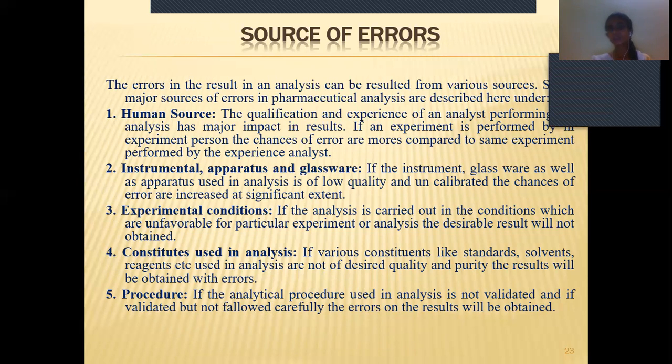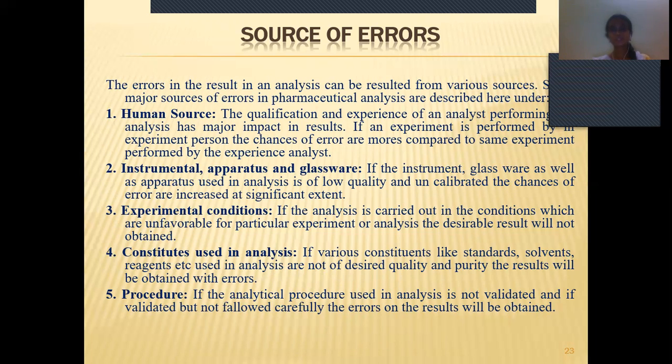If the experiment is performed by a new person who does not have experience, he will do the experiment and get the analysis. After completion of the analysis, he will get the result. This result is compared with the same experiment done by a person who has more experience. The experienced person won't make mistakes, so there won't be any errors in the result. The new person's result will be compared with the experienced person's result. That way we can see whatever errors are there. That is the human source.